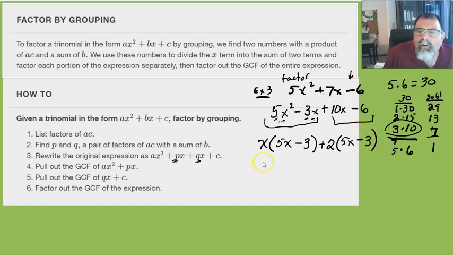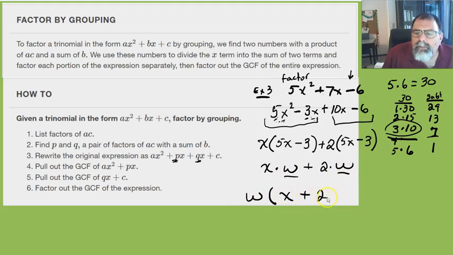Now your goal is, think of this parenthesis as one number. I always tell my students, if it's x times w, think of that as one number, 2 times w. And you can see they have a w in common. So when you factor out the w, you're left with x plus 2. Well, it's not w, it's the 5x minus 3. So you're going to write the 5x minus 3.